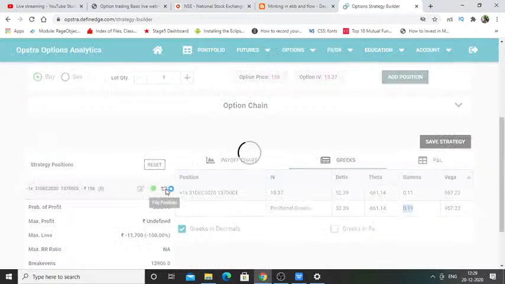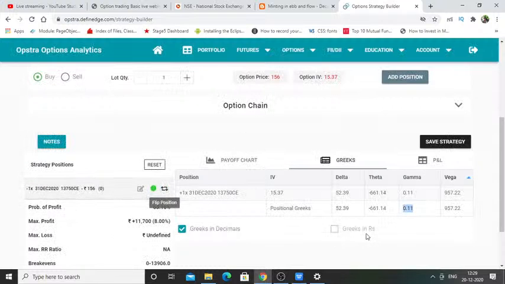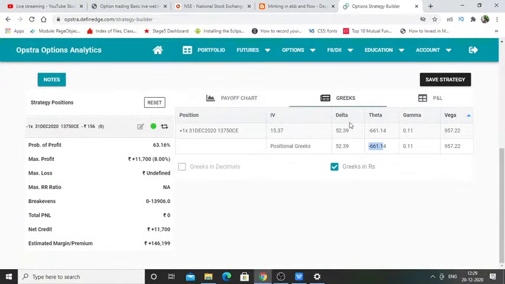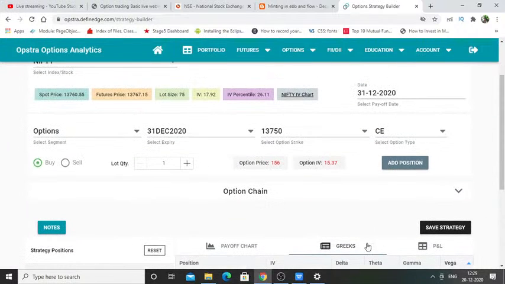If you look at option selling, it will be exactly the opposite. If the market moves on the upside, you will get a loss of 52 since you have sold this call option, and you will get a profit of 661 from theta. So this is about option Greeks, where you have to look into the option Greek values.